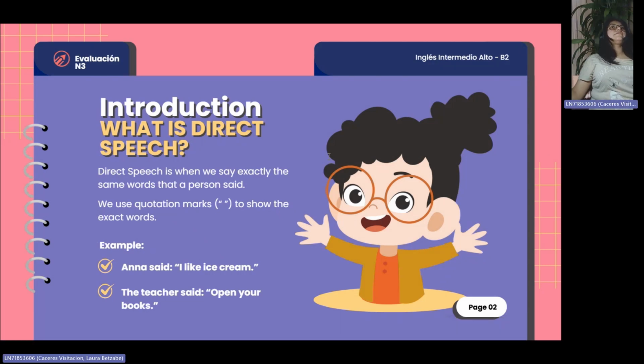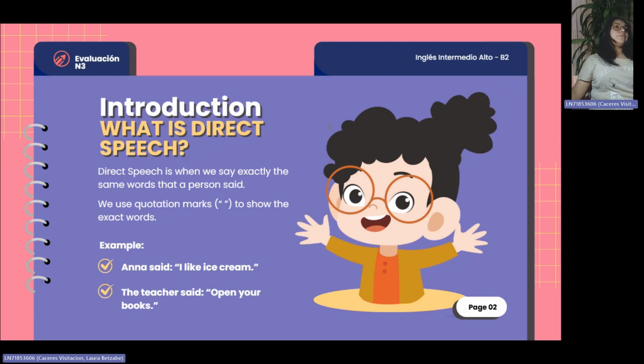Introduction. What is direct speech? Now let's see what direct speech means. Direct speech is when we say exactly the same words that a person said. When we use direct speech, we use quotation marks. Quotation marks look like this. Quotation marks tell you these are the exact words.